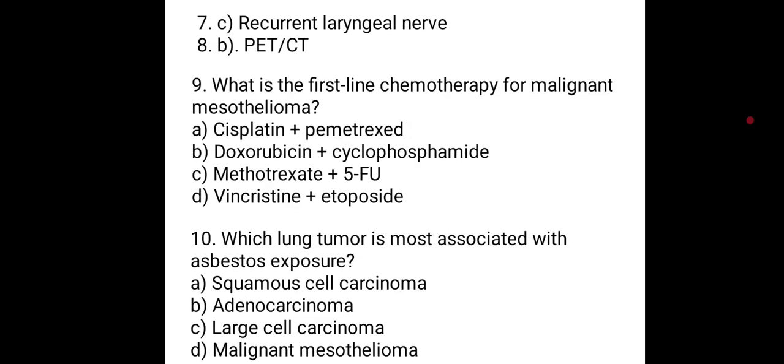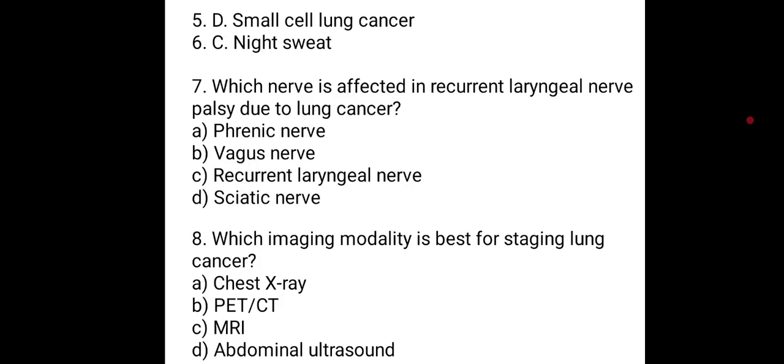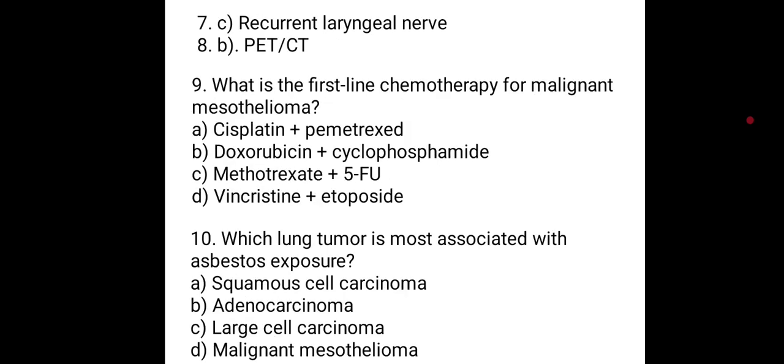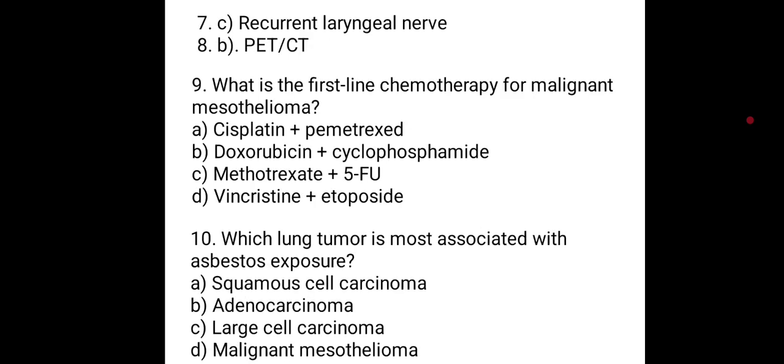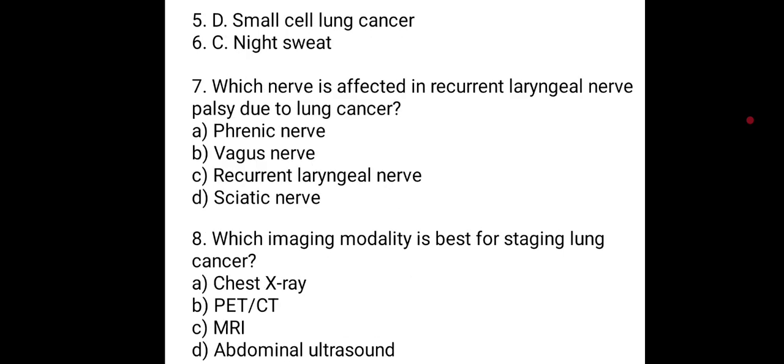7 is recurrent laryngeal nerve. 8 is PET or CT. So the nerve affected in recurrent laryngeal nerve palsy due to lung cancer is the recurrent laryngeal nerve. And the imaging modality for staging lung cancer is your PET or CT scan.